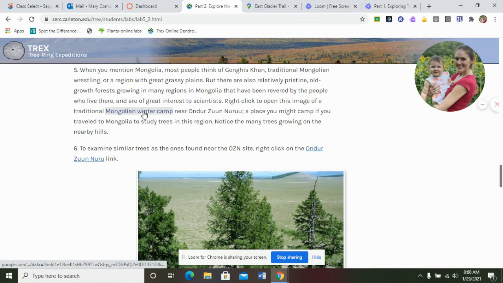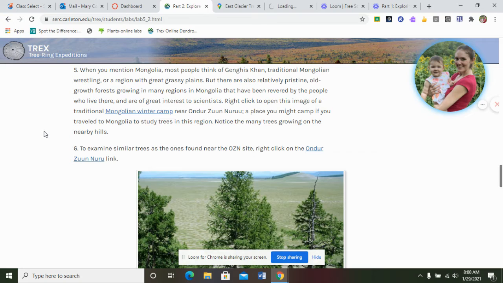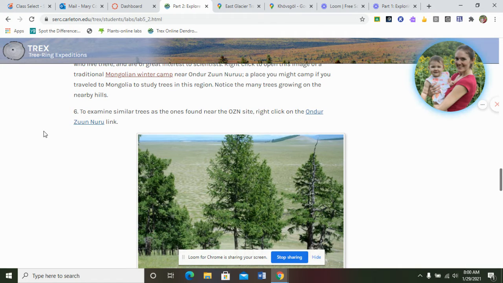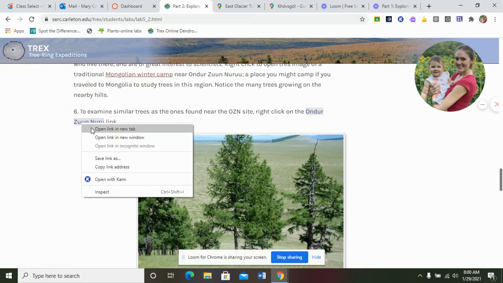Right-click to open this image of the traditional Mongolian winter camp near Ondorzurun Nuru, a place you might camp if you travel to Mongolia to study trees in this region. Notice how many trees are growing nearby. To examine the trees found at the OZN site, right-click on this link.